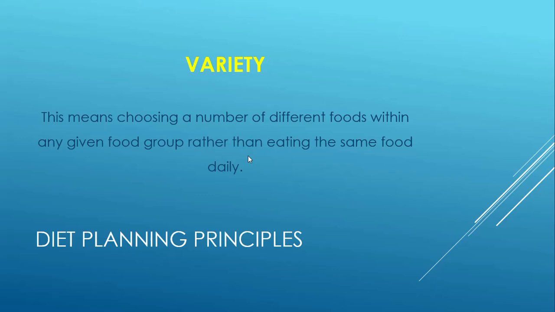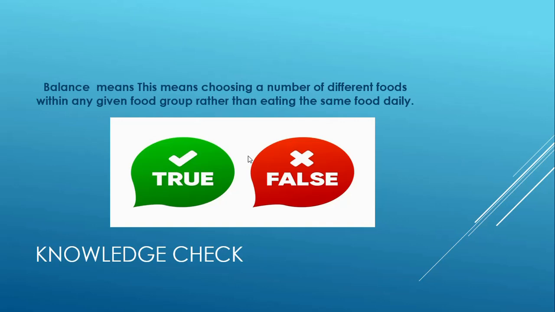And that marks the end of our diet planning principles. So the first one we have is adequacy, the second one we have is balance, and then we have nutrient density, we have energy density, we have variety, and we have moderation. Now I really hope we have understood the diet planning principles. So we look at these questions and then you say whether it is true or false.